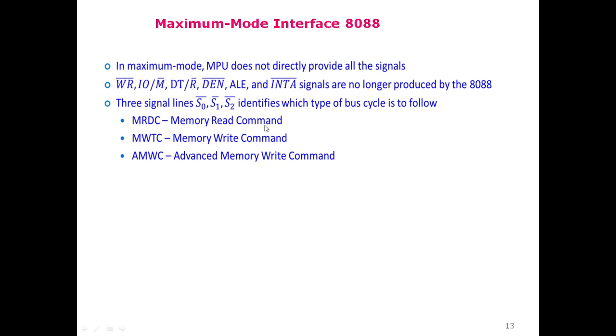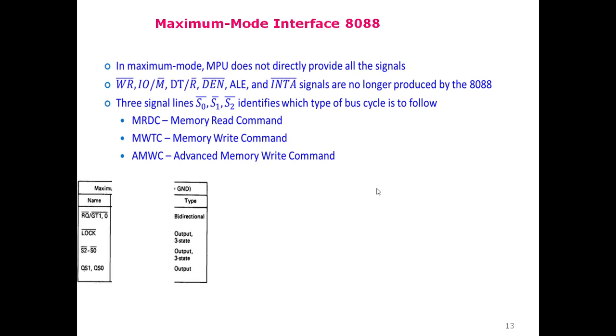So three signal lines, S0, S1, and S2, identify which type of bus cycle is to follow, for example whether it is a memory read cycle, memory write cycle, or advanced memory write command. These are the maximum mode signals, and maximum mode is achieved when the maximum pin is connected to the ground. So when it is connected to the ground, maximum mode is achieved.